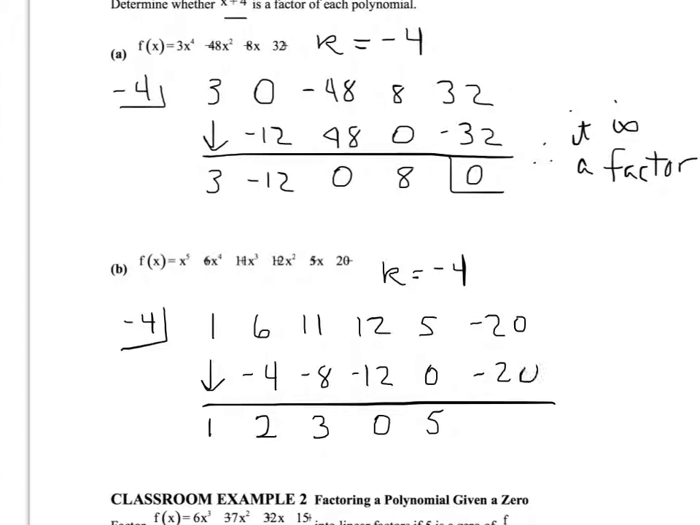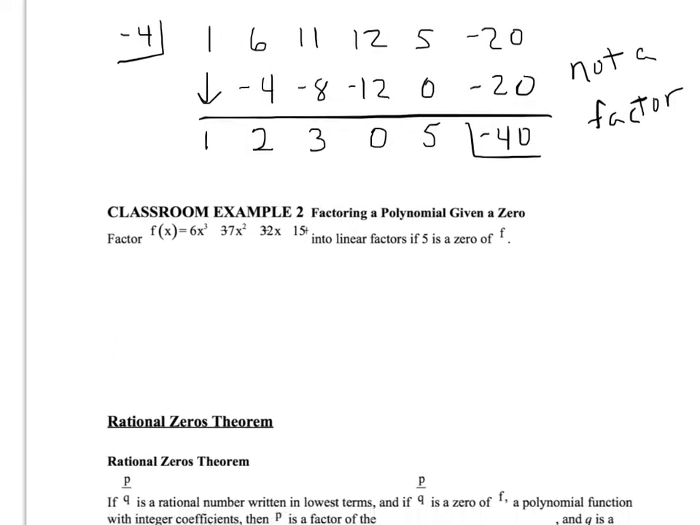Be very careful here, because when I add, I don't get 0, I get what? Negative 40. So what does that tell me? Not a factor. I have to get 0 in that remainder spot in order for this to be a factor.